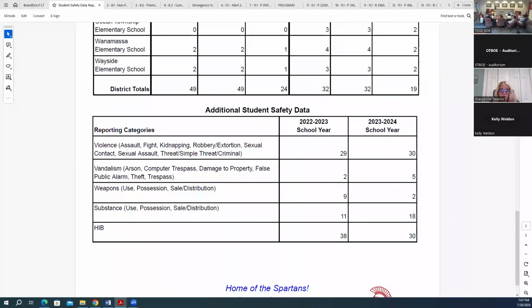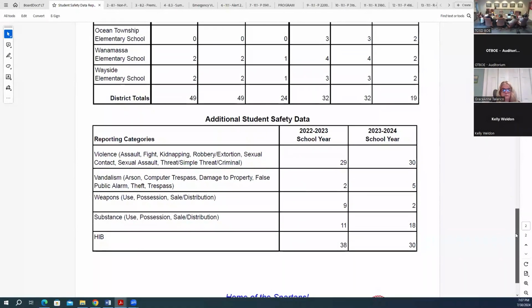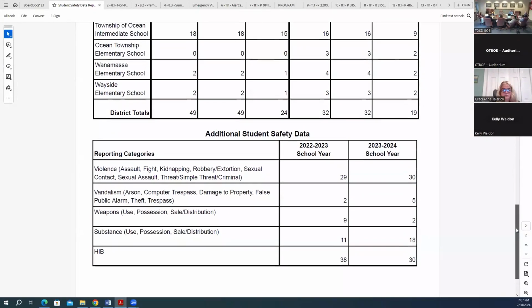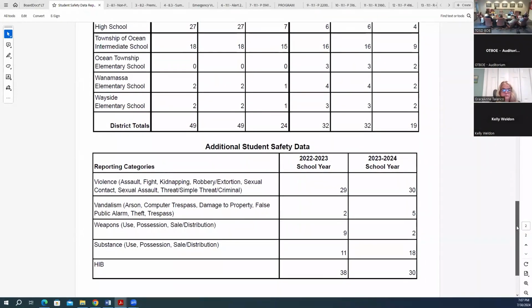Okay, anyone else? Mr. Schneider? Mrs. Weldon, my question was around, these are the number of incidents, but is that reflective of a lot of frequent flyers that impact the same type of kids that are identified for either a hit or violence or drug use? Is there a lot of overlap, or is that answer a little different for each category?